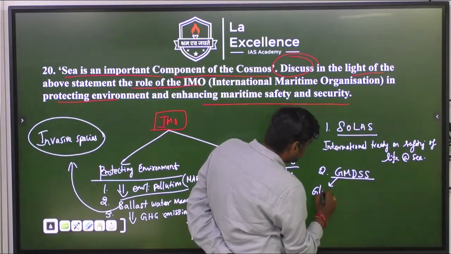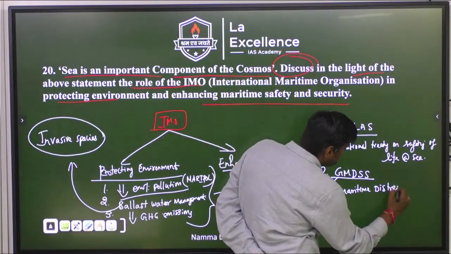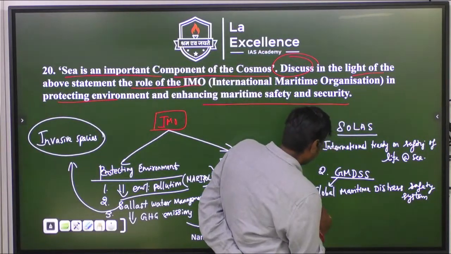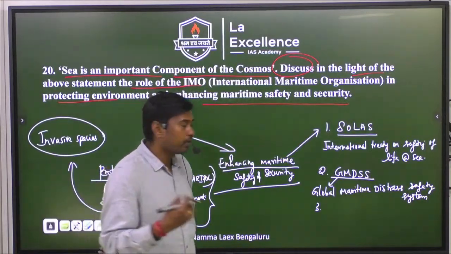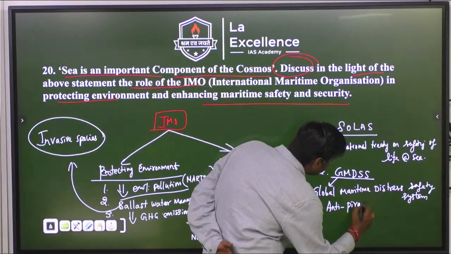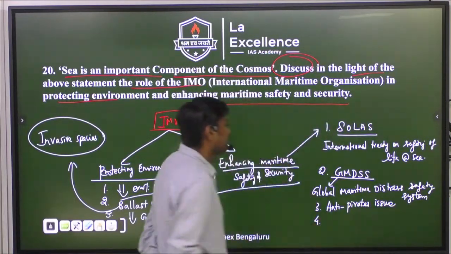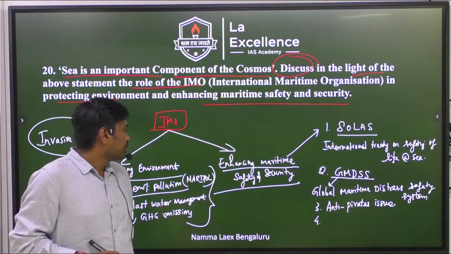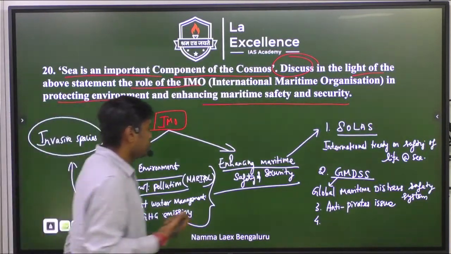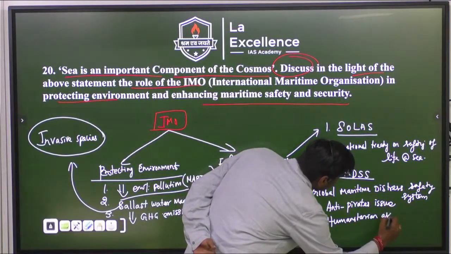That is Global Maritime Distress Safety System. We also try to provide, through IMO, anti-piracy operations. That is, we are trying to solve the pirates issue. Yes. So through IMO, we are trying to provide humanitarian assistance. One more thing is humanitarian assistance. These are the four things, right? We'll discuss.